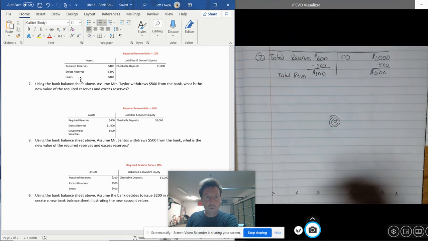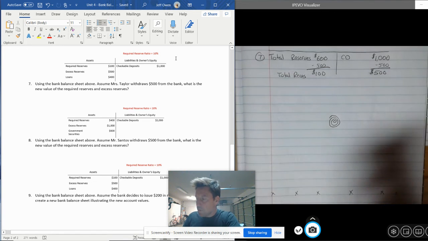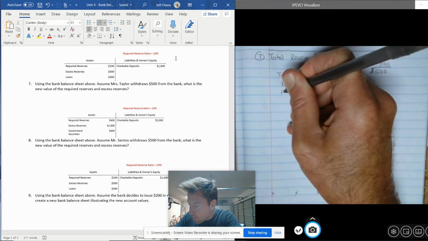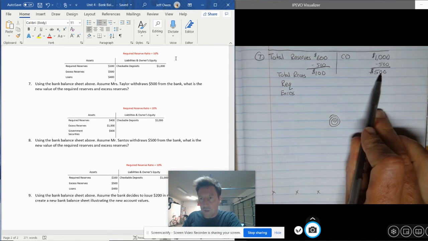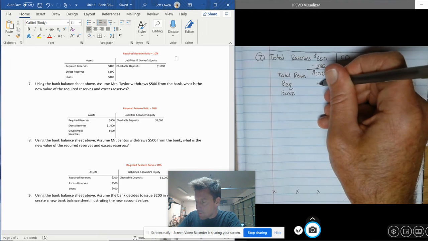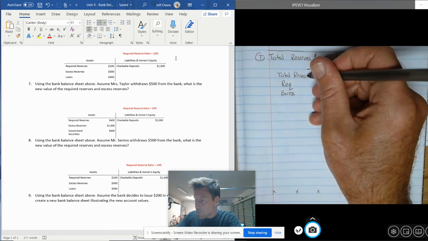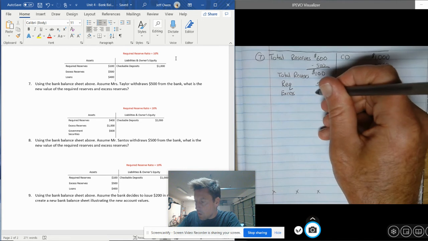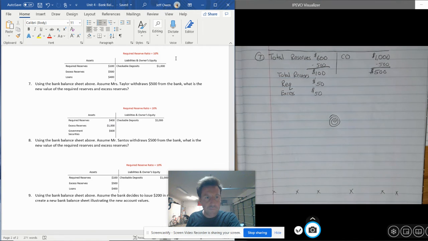They said the reserve requirement ratio is 10%. So I'm going to say what is our new required and our new excess reserves. 10% of 500 is 50 bucks. So my required reserves is 50 bucks. If my total reserves were 100, 100 minus 50 will give me my excess reserves. And we're good to go.